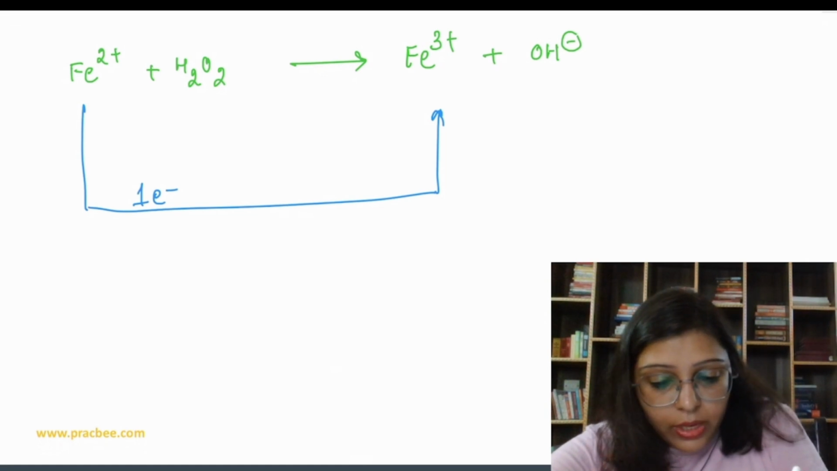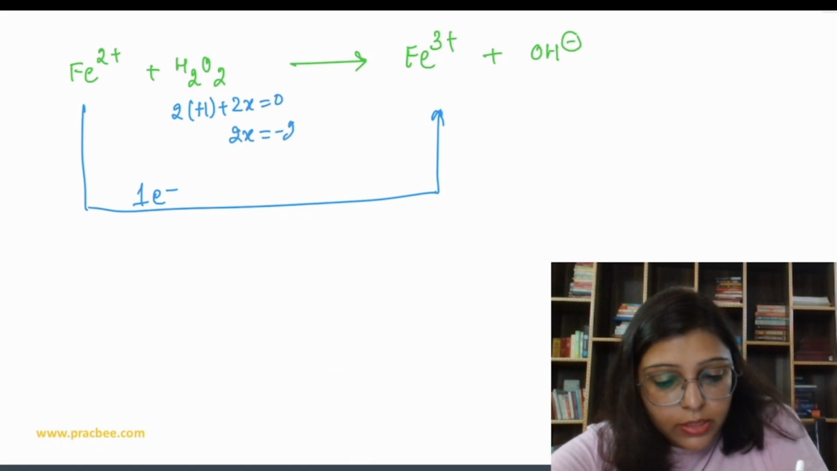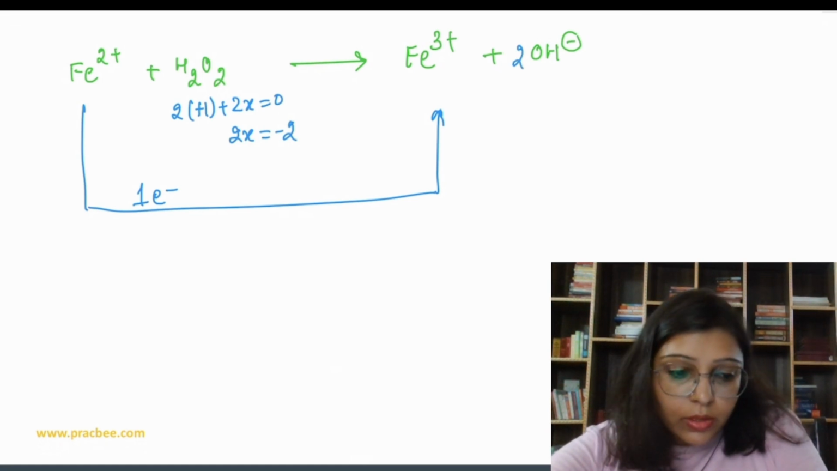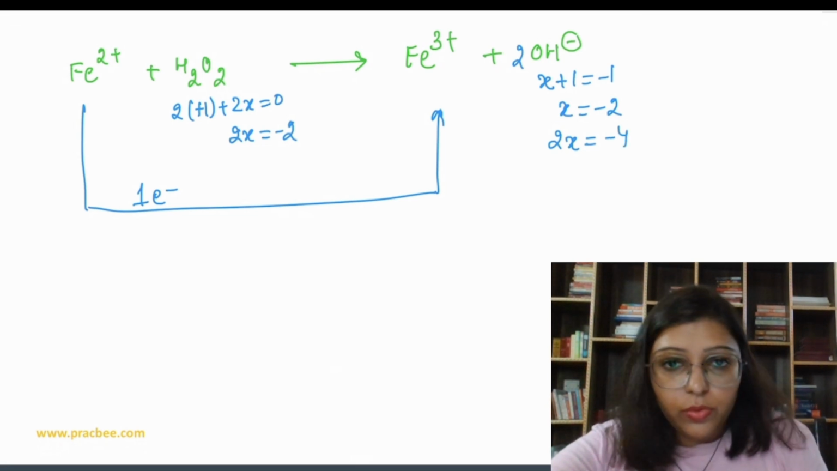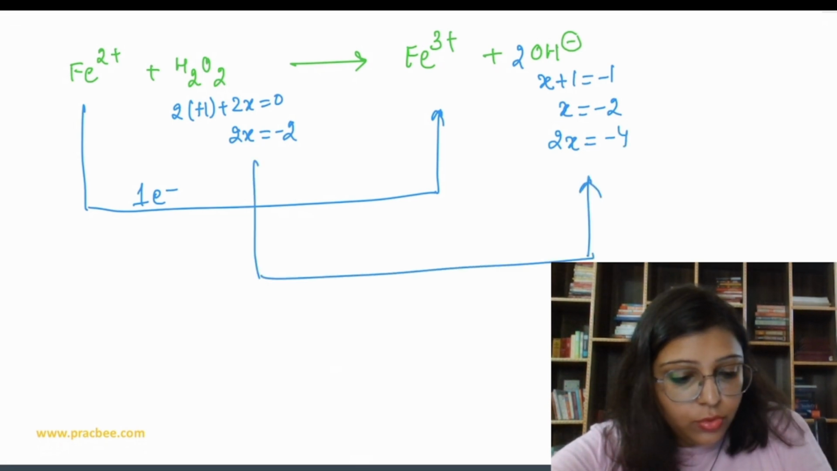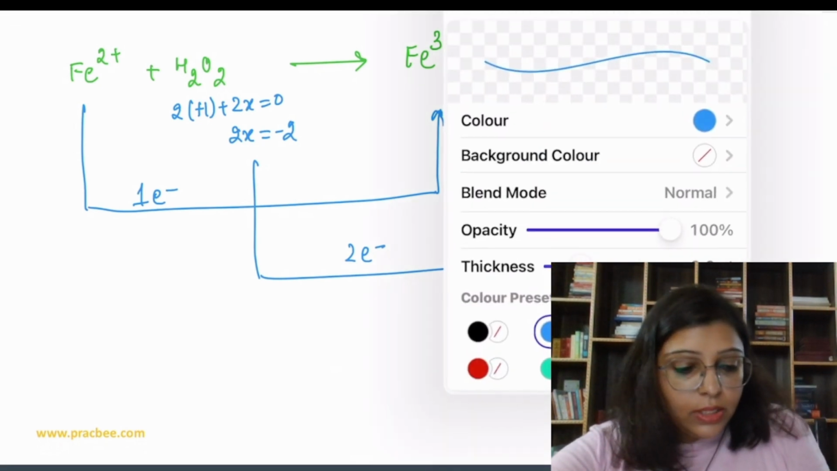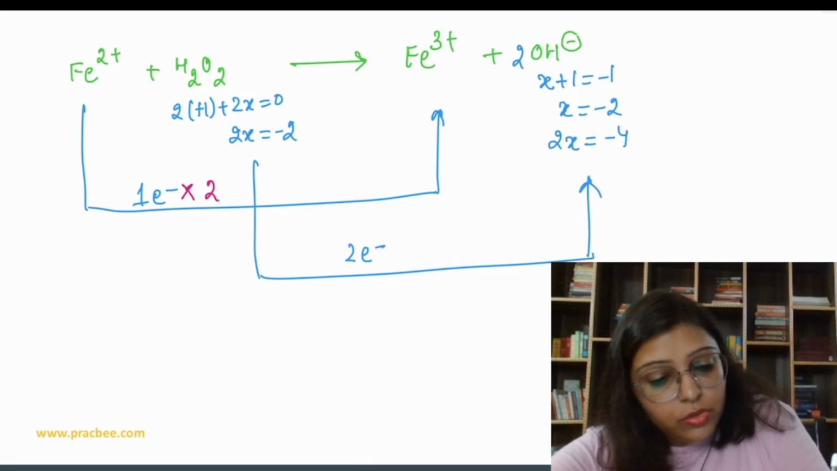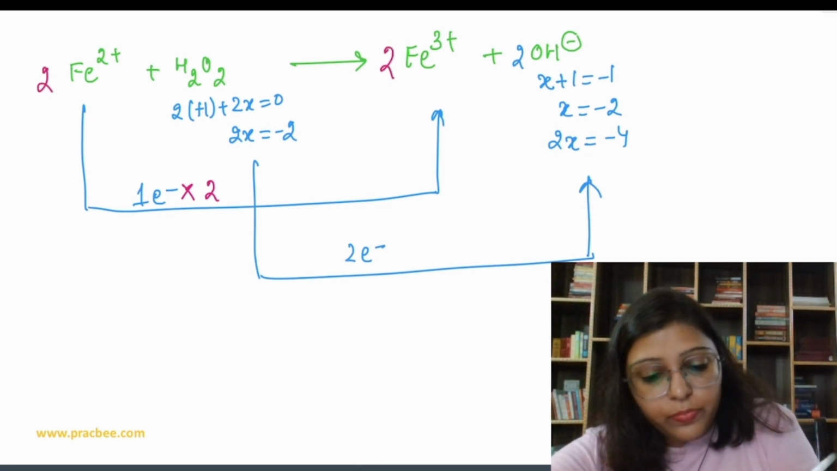So here what we can write, Fe2 plus to Fe3 plus, so there is a change of one electron. Okay. Now here 2 plus 1 plus 2x is equal to 0. So 2x is equal to minus 2. We have to balance oxygen atom on the product side. So here x plus 1 is equal to minus 1 and x is equal to minus 2. But with respect to 2x, we have minus 4. So here there is a change of 2 electrons. It means we have to balance this first. So it means we have to write 2 and 2.